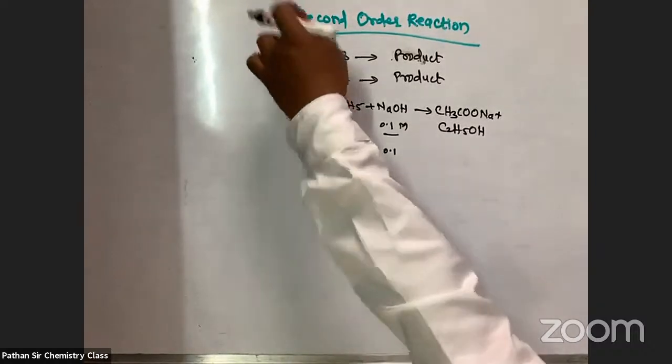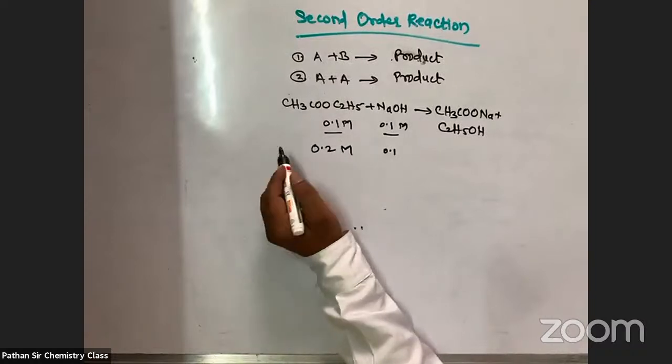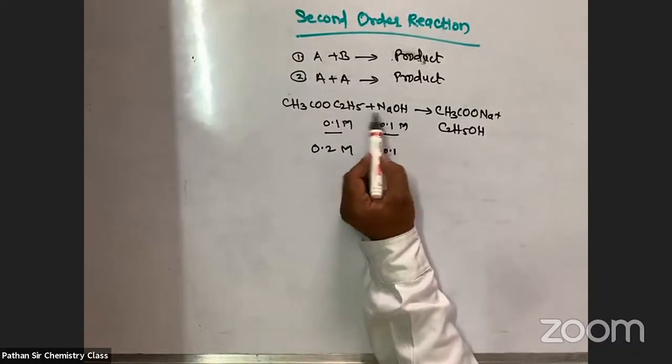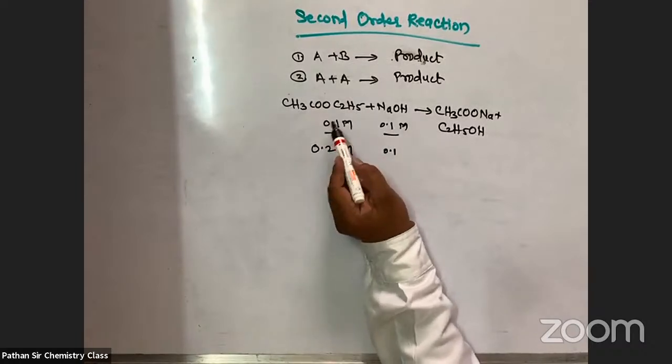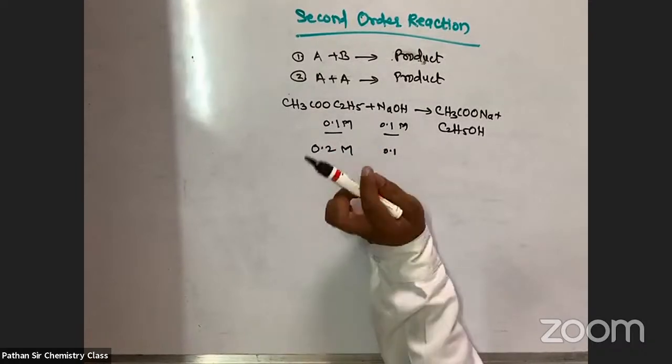The second order rate expression can be derived in two ways. If the concentration of the initial reactants are same, type number 1, and concentration of the reactants are different, that will be type number 2. Okay.